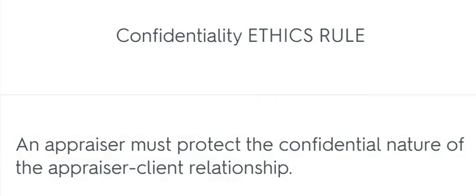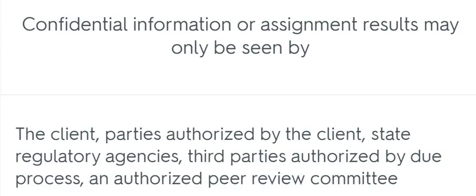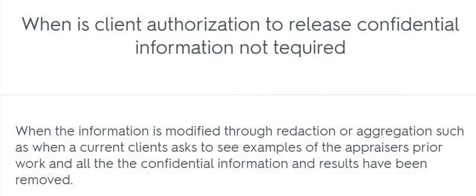Confidentiality ethics rule. An appraiser must protect the confidential nature of the appraiser-client relationship. Confidential information or assignment results may only be seen by the client, parties authorized by the client, state regulatory agencies, third parties authorized by due process, or an authorized peer review committee. When is client authorization to release confidential information not required? When the information is modified through reduction or aggregation, such as when a current client asks to see examples of the appraiser's prior work and all the confidential information and results have been removed.